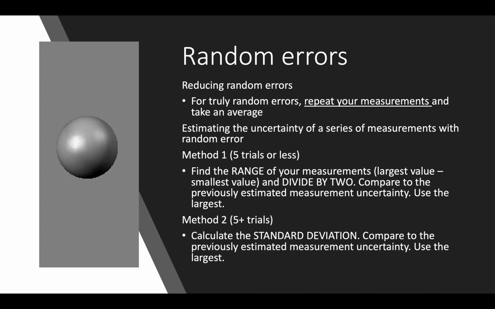If you have 5 trials or less, then that range divided by 2 is probably the best way of doing it. If you have more than 5 trials, you can be a bit more sophisticated and calculate something called the standard deviation. If you're watching this video near the start of your grade 11, or your IB diploma year 1, then you probably haven't looked at standard deviation in mathematics yet. I'm sure you will. But you can have a spreadsheet calculate the standard deviation for you. And again, just compare that value to the measurement uncertainty and use whichever is larger.